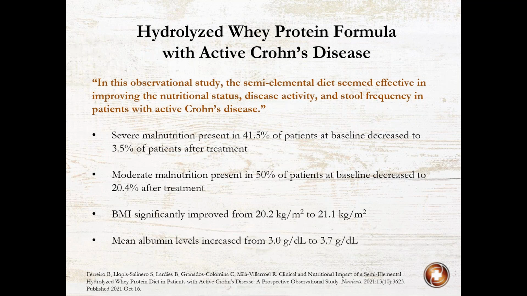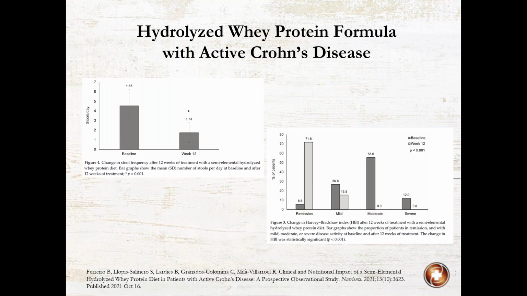We also saw an overall BMI improvement from 20.2 to 21.1, and mean albumin levels also improved from 3 to 3.7. If we're looking at our first graph on the left, we're looking at the stool frequency, and the stools basically decreased by 2.8 per day. So at baseline, it was an average of 4.55 stools a day. After treatment, it was an average of 1.74, which is pretty significant.